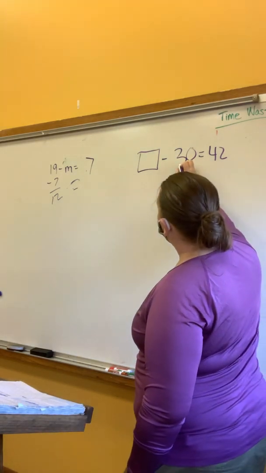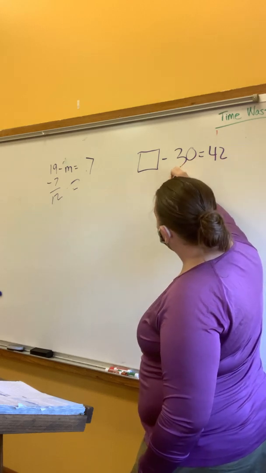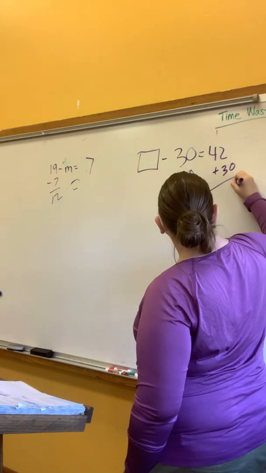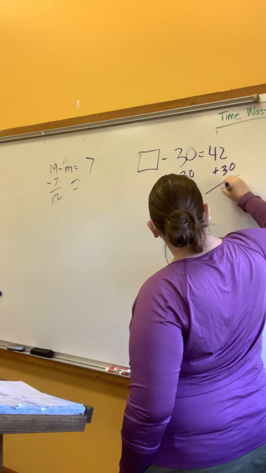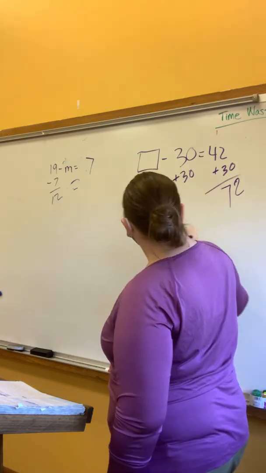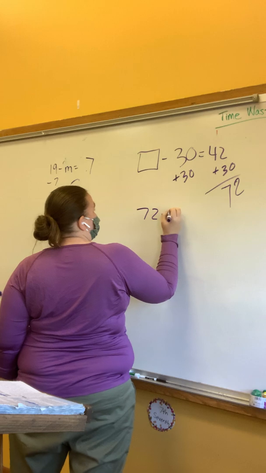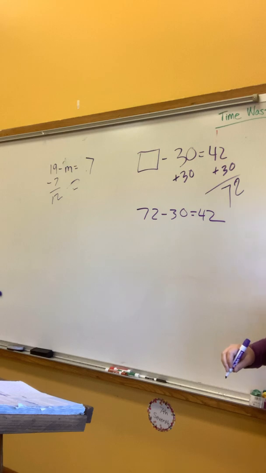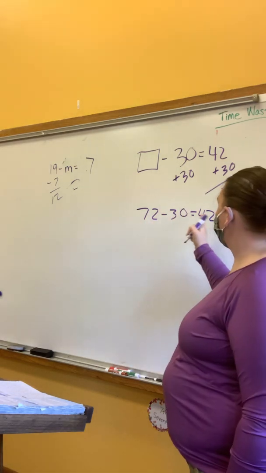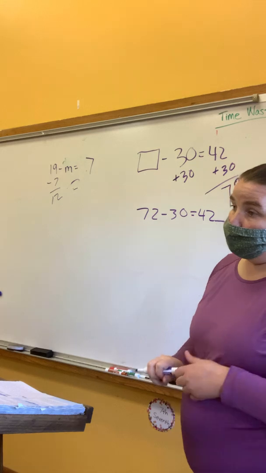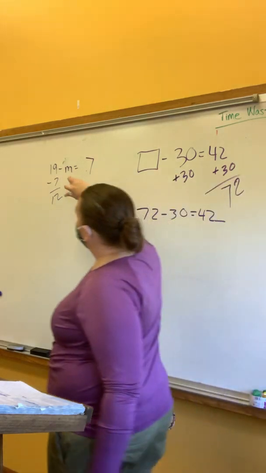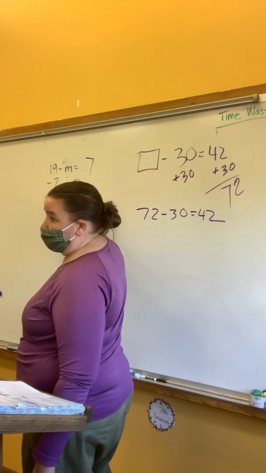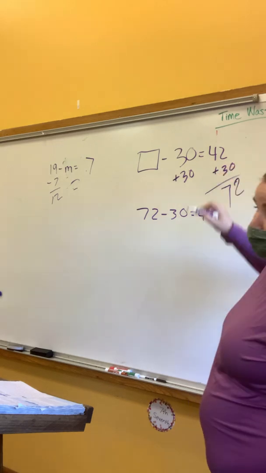What I would do is I'm going to add. I'll add 30 over here. 2 plus 0 is 2. 4 plus 3 is 7. Then I can check it. 72 take away 30. Does that equal 42? Yep. Pretty easy to check, right? 2 minus 0 is 2. 7 minus 3 is 4. Do you see how I add it? But if it's this number in a subtraction sentence that's missing, all I have to do is take away that number, right? But if it's the first number, I have to add.